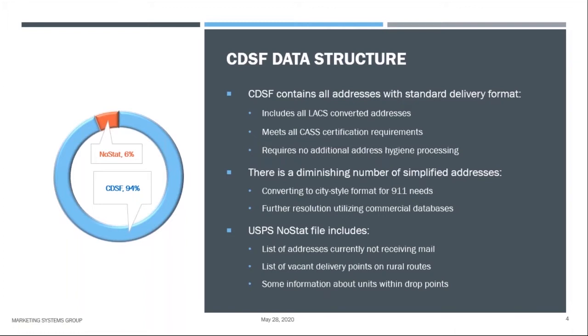Another component of the postal file is a USPS NOSTAT file. This file contains a list of all addresses not currently receiving mail. These are addresses that have been demolished, new construction that has not been built yet, and it also contains drop units within a drop point, which is a very unique multi-dwelling type, which we will discuss further in the coming slides. So the makeup of the CDSF frame, about 94% are the main addresses that are locatable and mailable. And then the NOSTAT file that's not mailable makes up about 6%. Even though they're not mailable, they are locatable and can be utilized for door-to-door survey administration, for in-person survey.